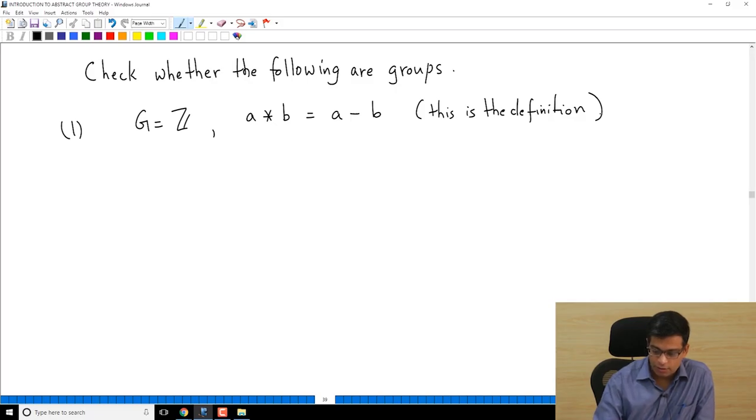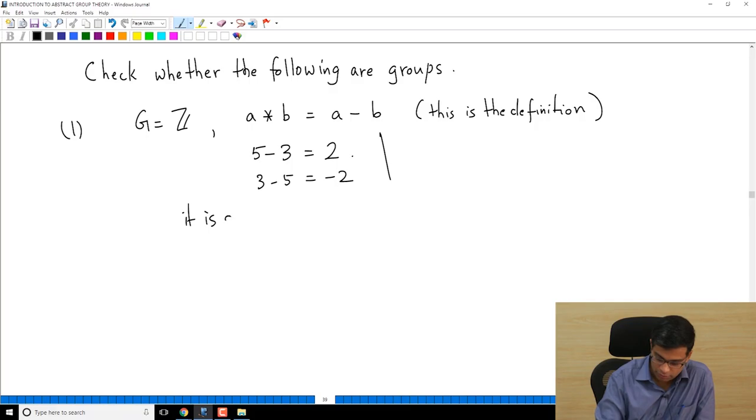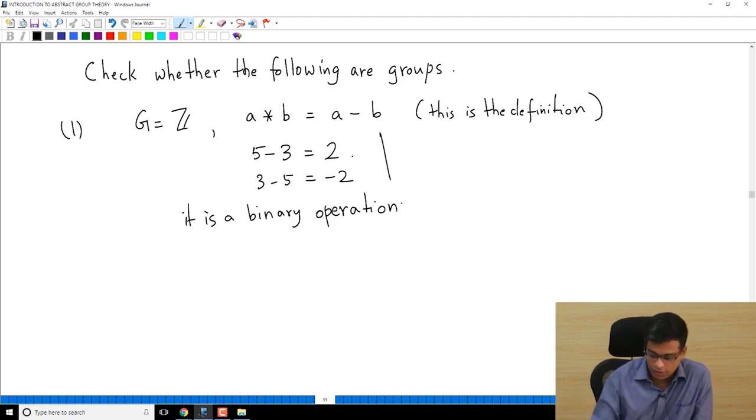So certainly this is a binary operation, because if I take two integers and apply star, which in this problem is just taking the difference, you get an integer. For example, if you do 5 minus 3, you get 2. Similarly, 3 minus 5 is minus 2. So it is a binary operation. So far so good. There is also an identity element, right? Because 0 is the identity element.